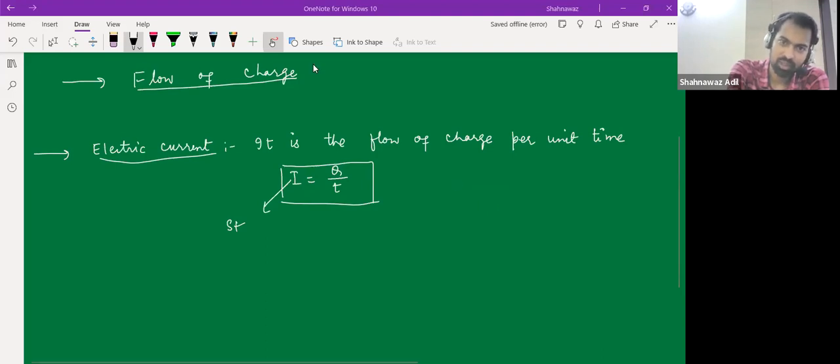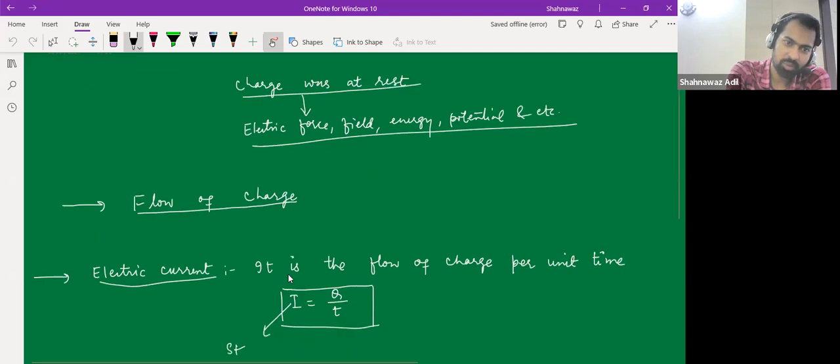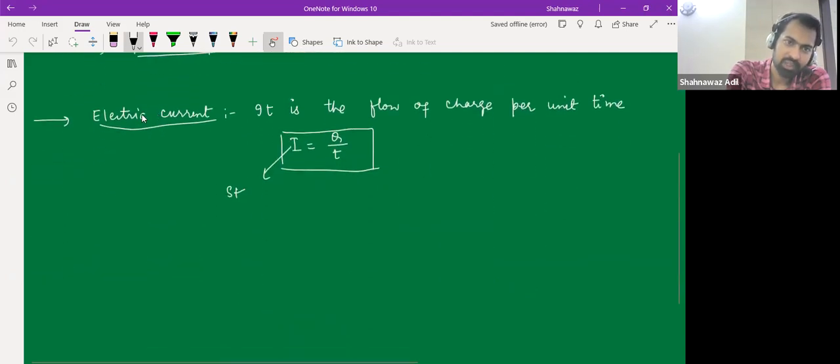Oh, okay. Yeah, so we just started, right? I was just discussing that in the previous two chapters, we studied about the charges which were at rest. Then we studied the properties that were associated with that charge. The properties were electric force, field, energy, potential, and etc. Now we will study about the properties when the charges are moving, right? So the first property is this electric current. It is the flow of charge per unit time.